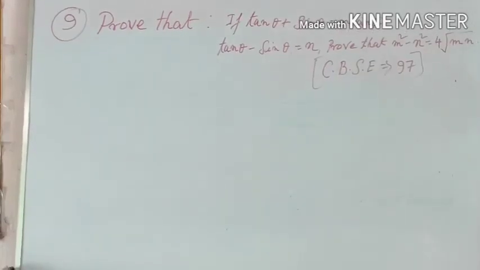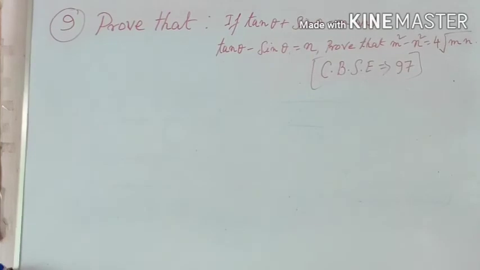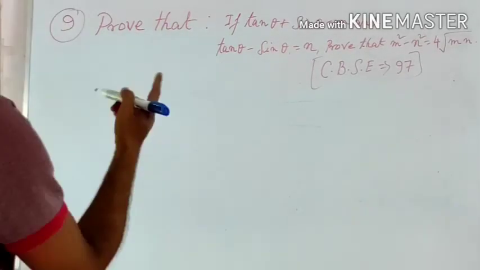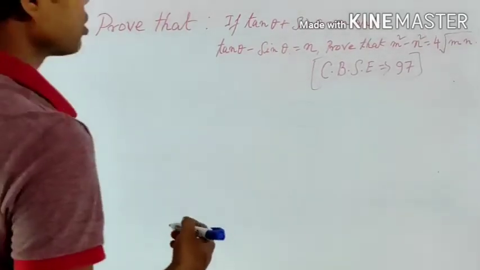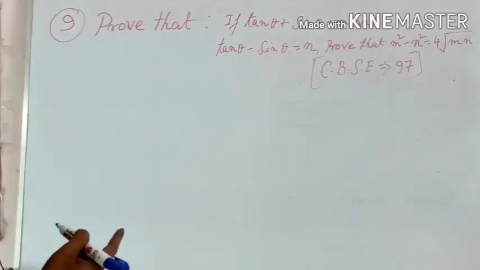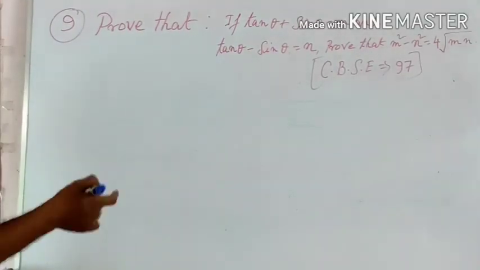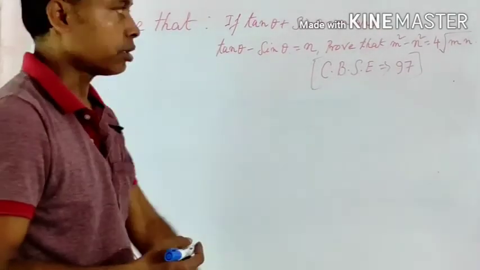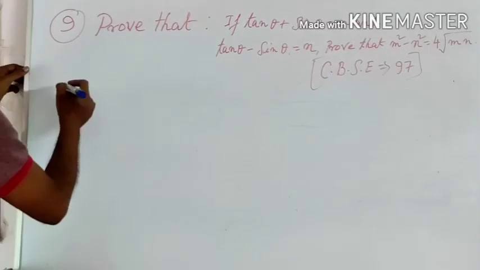Question number 9, CBSE class 10. If tan theta plus sin theta is equal to m and tan theta minus sin theta is equal to n, prove that m square minus n square is equal to 4 root over mn. This is a very important sum for you, and this question has come from CBSE in the year 1997. So how will you solve it?